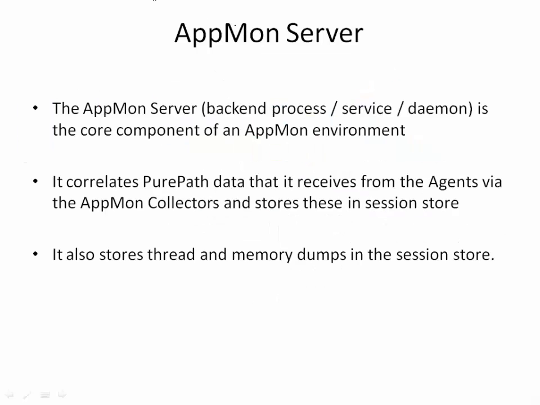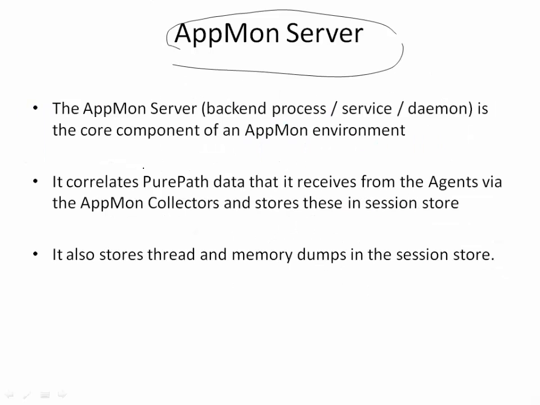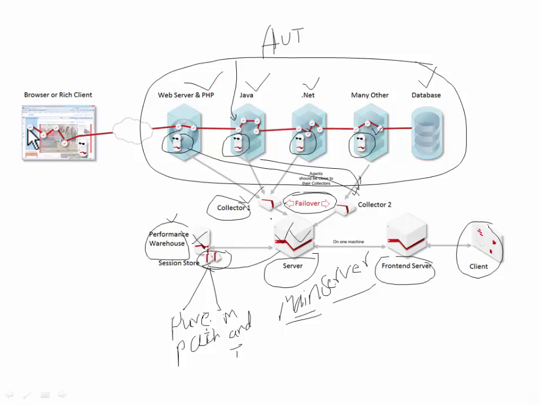You see the Appmon main server. So this is the server we are talking about. The Appmon server is just a service. As you have seen multiple services, this is a core component of the Appmon environment. As I've told you, it's a main component. It correlates PurePath data that it receives from the agent via Appmon collectors and stores this in the session storage.